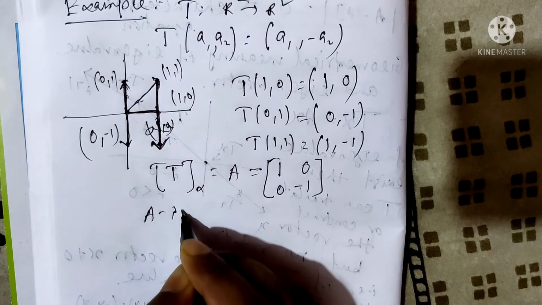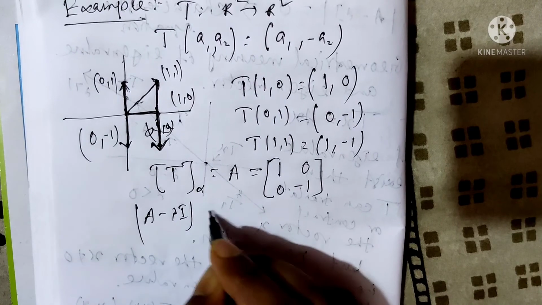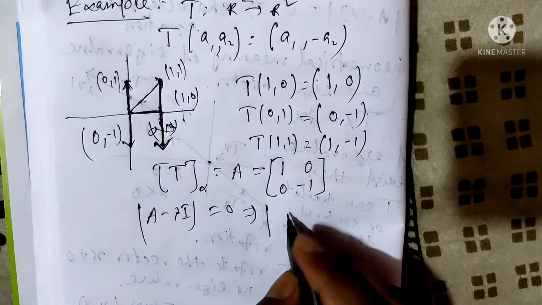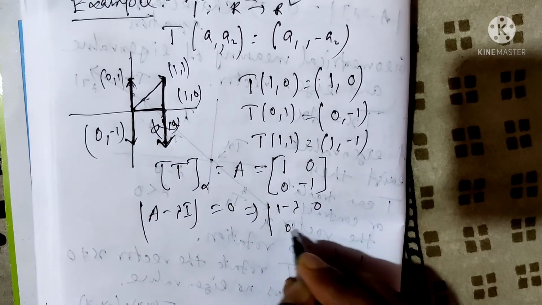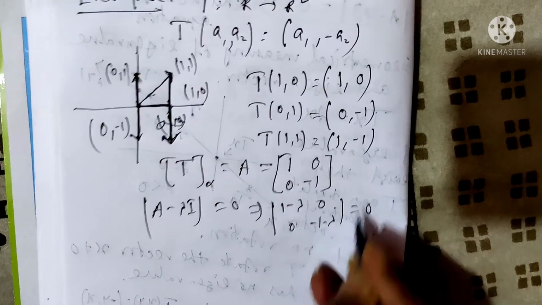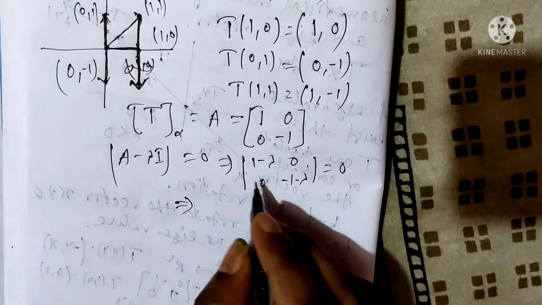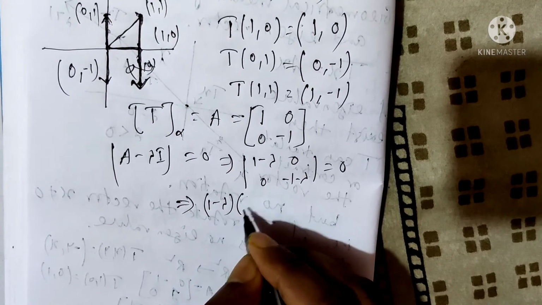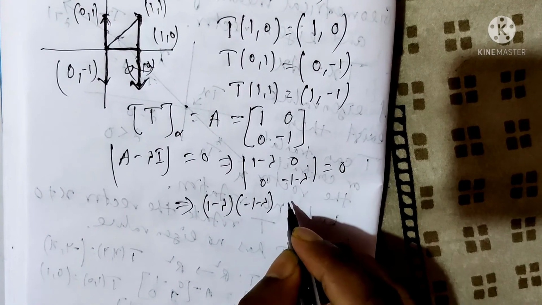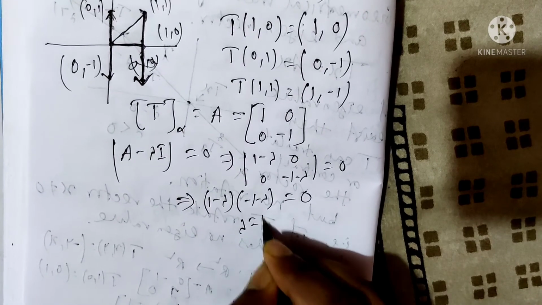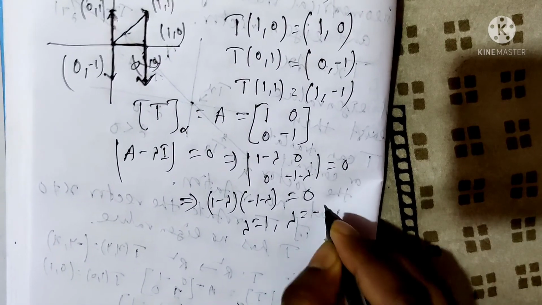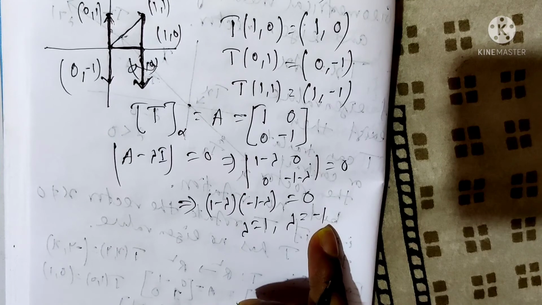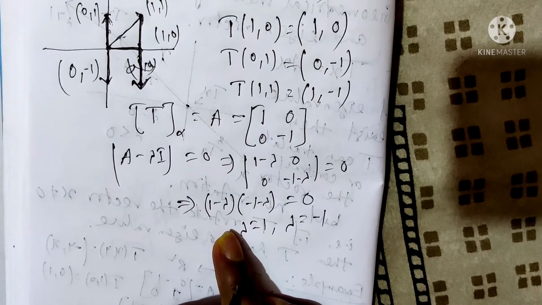A minus lambda I equals 0 implies the matrix with rows 1 minus lambda, 0 and 0, minus 1 minus lambda has determinant 0. That implies (1 minus lambda) into (minus 1 minus lambda) equals 0. So lambda equals 1 and lambda equals minus 1. So 1 and minus 1 are the eigenvalues.